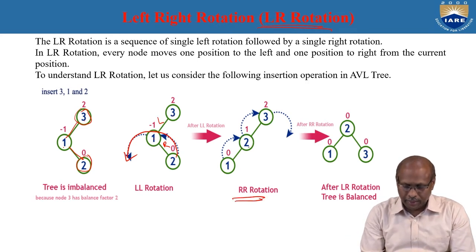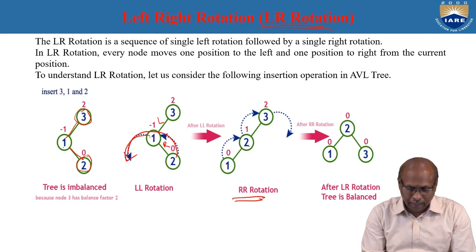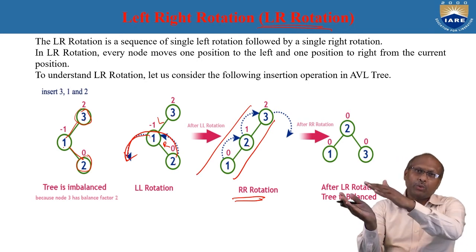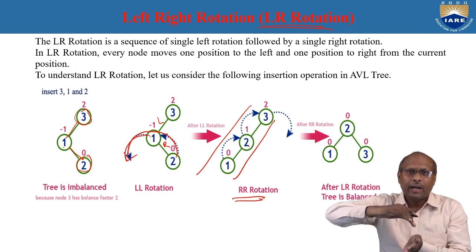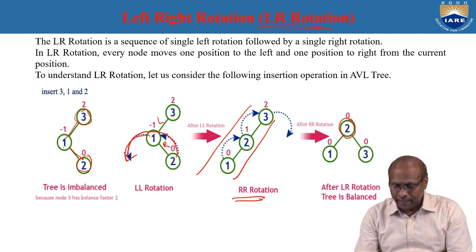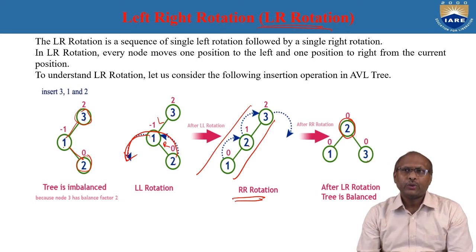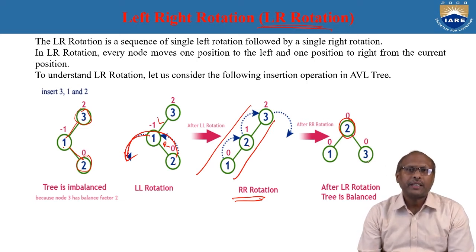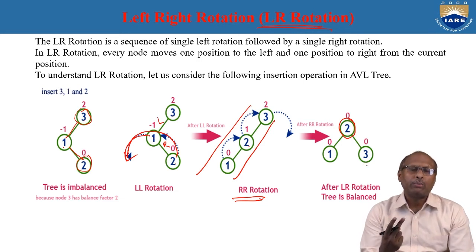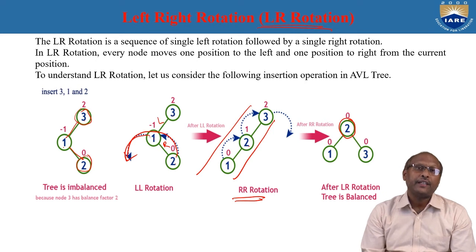So, after rotating, I will get 2 and 1. So, 1 becomes child of 2. So, this becomes 3, 2, 1. Once 3, 2, 1 comes, it is completely towards left side. So, now I have to rotate right side. So, I need RR rotation. After right rotation, that 2 becomes my parent and 1 and 3 become left and right. So, this type of rotation is called what? LR rotation. So, LR rotation requires 2 time rotation. That is called double rotation. LR comes under double rotation.